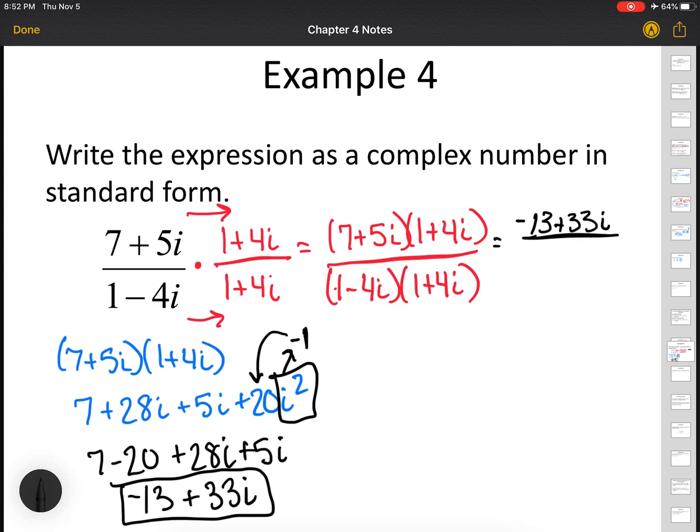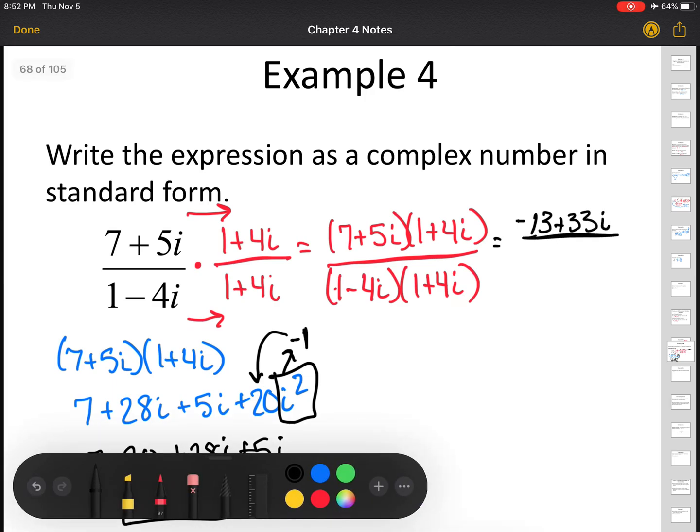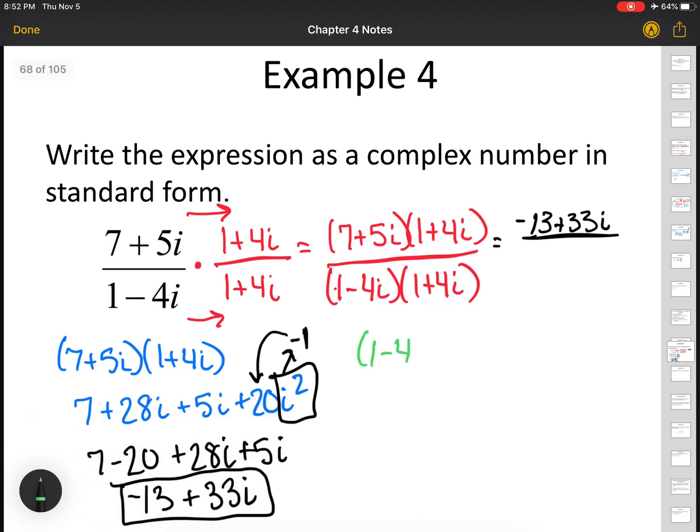Okay, then the bottom, I'm going to need to FOIL again. So 1 minus 4i and 1 plus 4i. So 1 times 1 is 1. 4i times 1 is 4i. Negative 4i times 1 is negative 4i. And negative 4i times 4i is negative 16i squared.